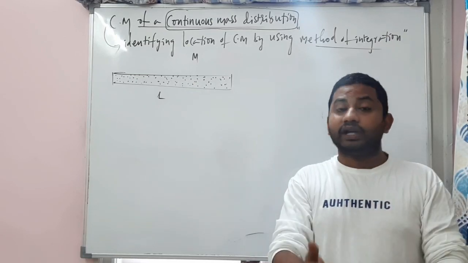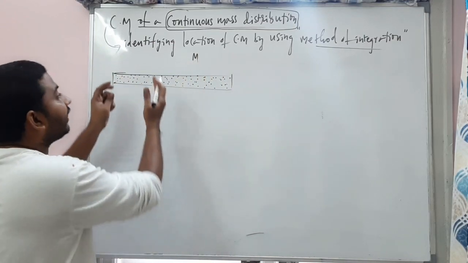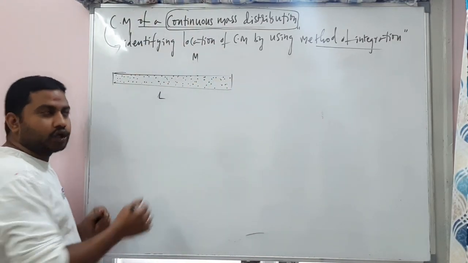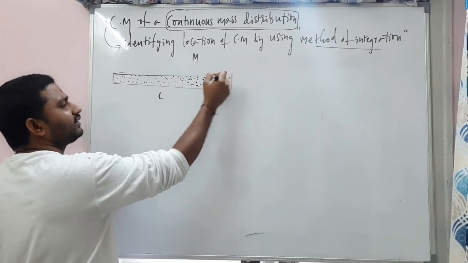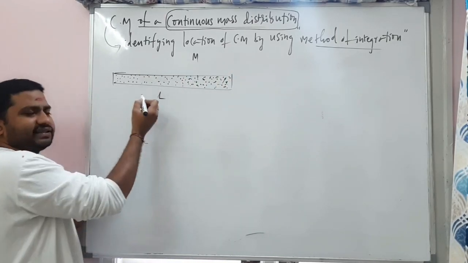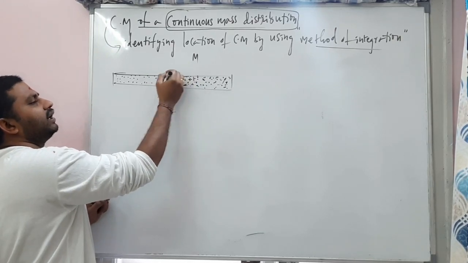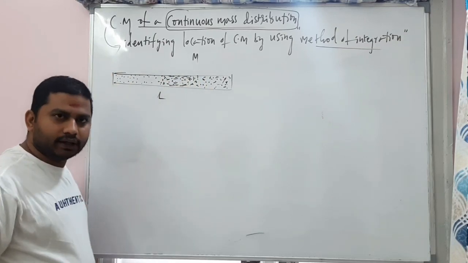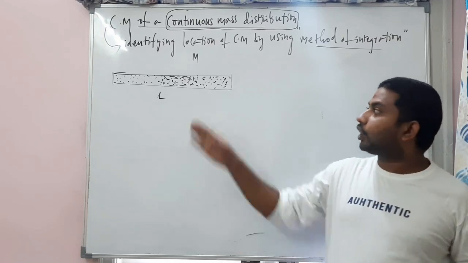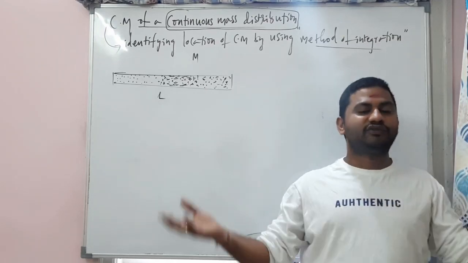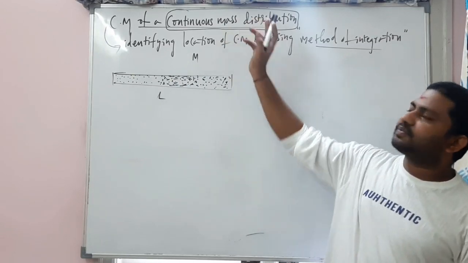But if it is a non-uniform rod, sometimes the mass of the rod will be more on the right side. Here more mass is there, here a small mass is there, or in the middle there are so many masses. So our rod is made up like this. In this case, how can you say that it is L by 2? It's not a uniform rod in this case. I hope you understand. So that's called the continuous mass distribution.